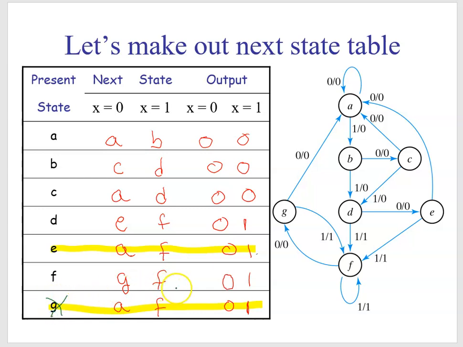So if we eliminate state G, and everywhere we see a G, we replace that with an E. So then that becomes E, and anywhere else do we see a G?